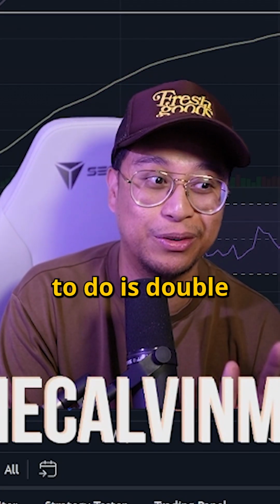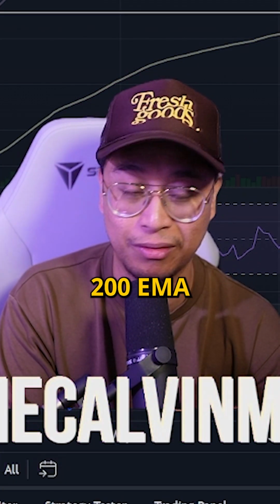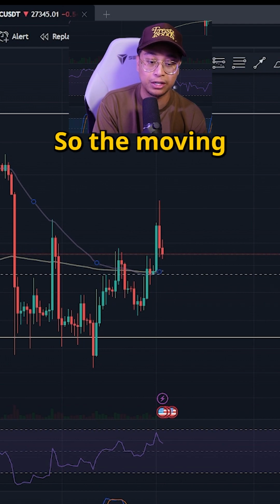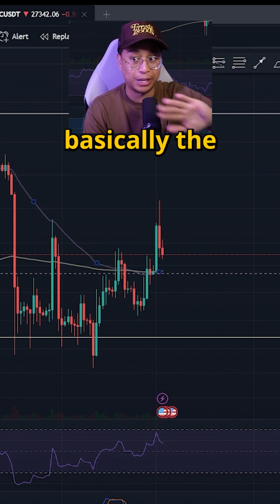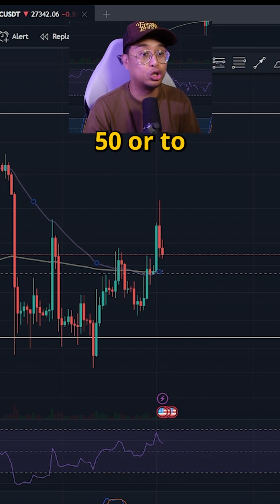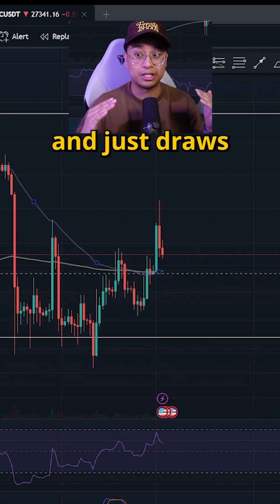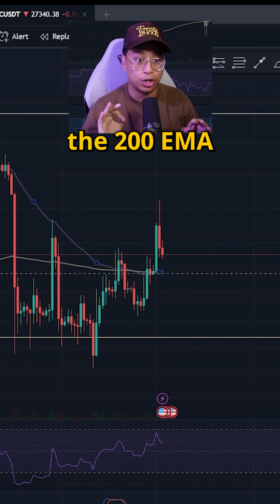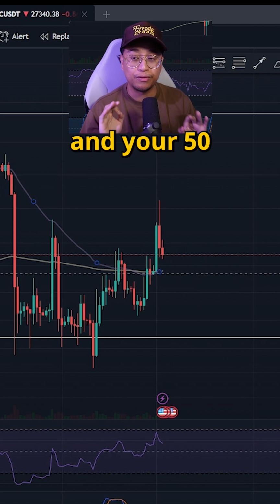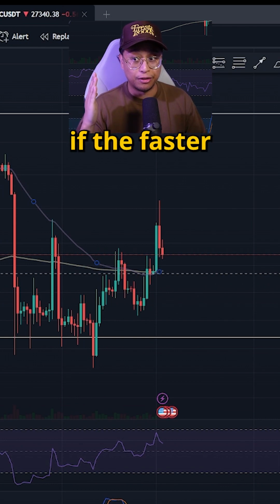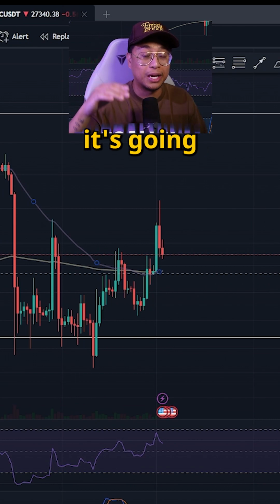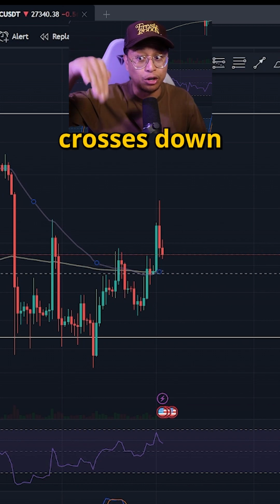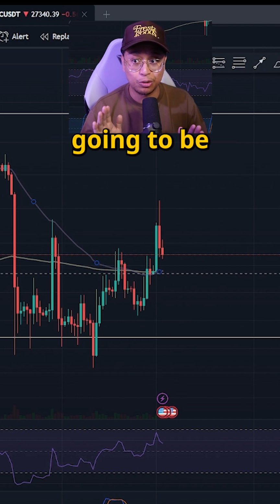First thing that I always want to do is double check the 200 EMA and the 50 EMA. The light yellow line is my 200 moving average. The moving average just takes basically the information back either 50 or 200 days and draws an average line of all of them. The 200 EMA is going to be your slower line and your 50 EMA is going to be your faster line. If the faster line crosses up, it's going to be more of a bullish sentiment. And if that faster line crosses down below the slower one, that is going to be a more bearish sentiment.